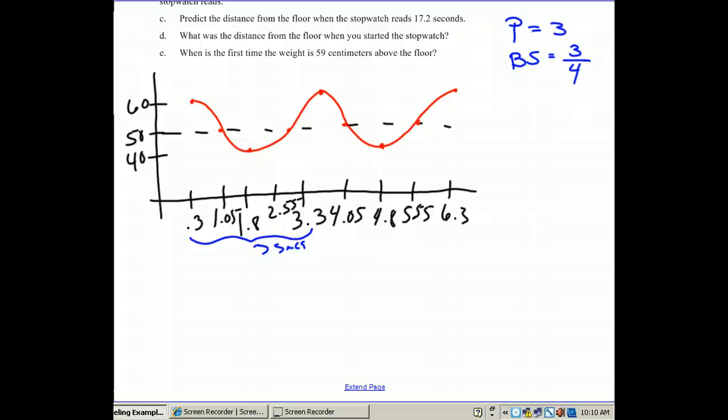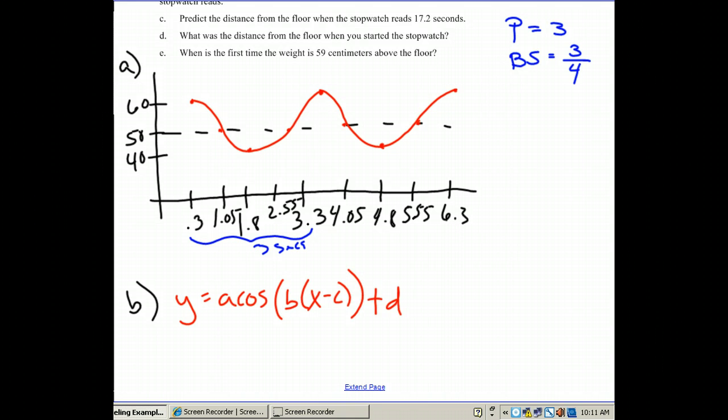So if I'm looking at part B, now we have to write an equation. Remember our general equation has A cosine B x minus c plus d. I've got my amplitude, the number of cycles from 0 to 2 pi, my phase shift, and my vertical shift. Now in the graph we just graphed above, the amplitude is the distance from the center. So if my center is 50 and I go up to 60 or down to 40, my amplitude is going to be a 10.